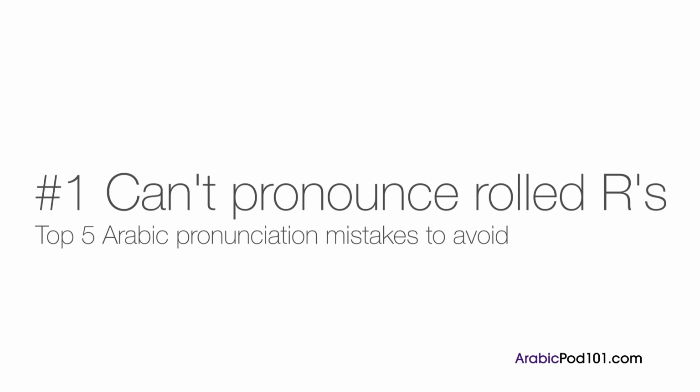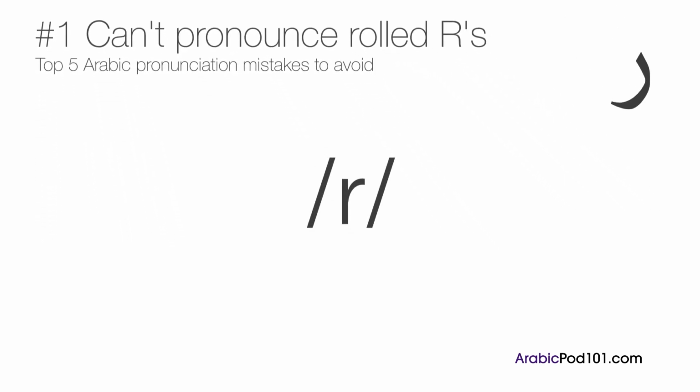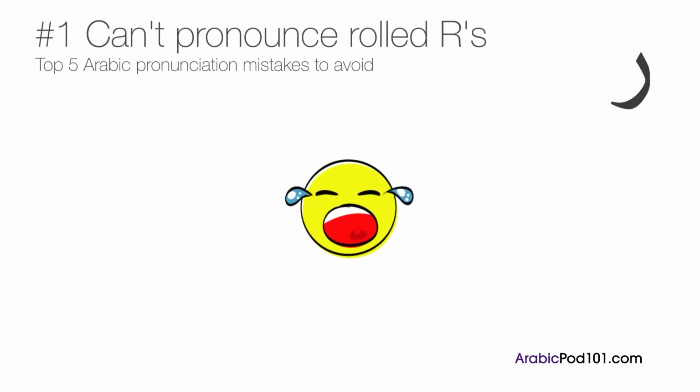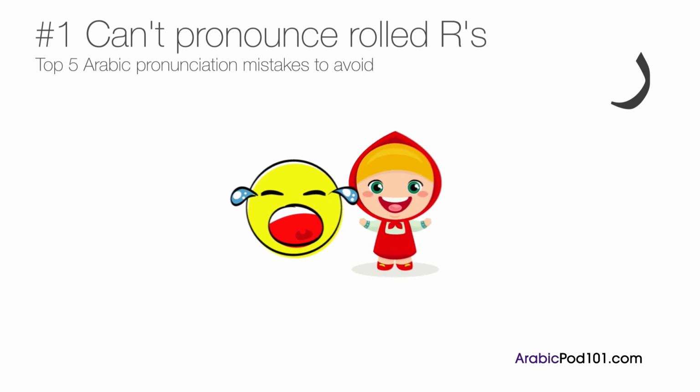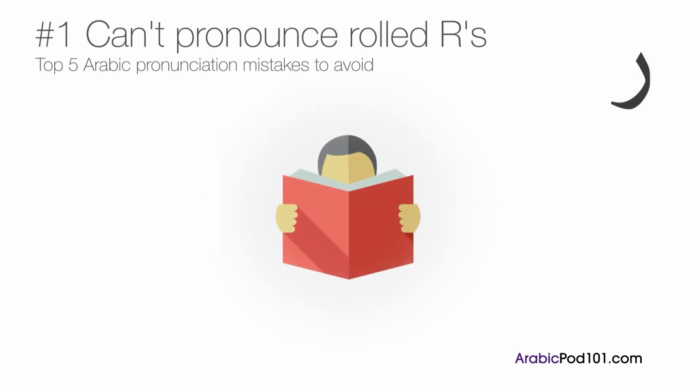Number 1. Can't pronounce rolled R's. The Arabic R is a challenging sound for most learners of Arabic. Don't be discouraged though, as it is a naturally difficult sound. Many Arab children have difficulty pronouncing this sound. With enough practice, however, you'll be able to overcome it.